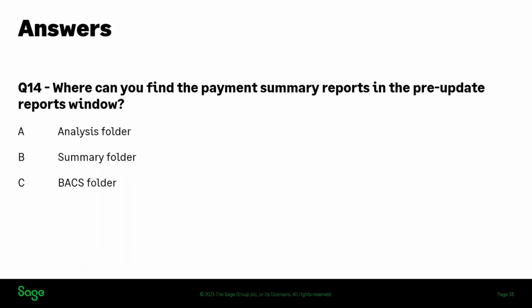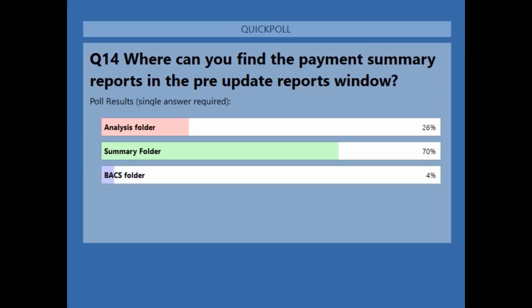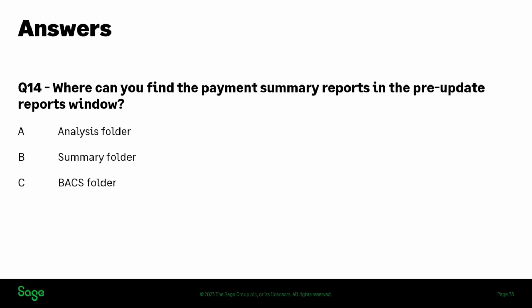So question number 14 was, where can you find the payment summary reports in the pre-update reports window? Was it the analysis folder? Was it the summary folder? Or was it the backs folder? So let's reveal the results of this one. So again, a big majority going with the summary folder. Potentially a little bit of a red herring with the name summary in there, who knows? Or was it 26% getting it right with the analysis folder? Or is it 4% getting it right with the backs folder? So hide that down once more and bring back Duncan to let us know what was right.